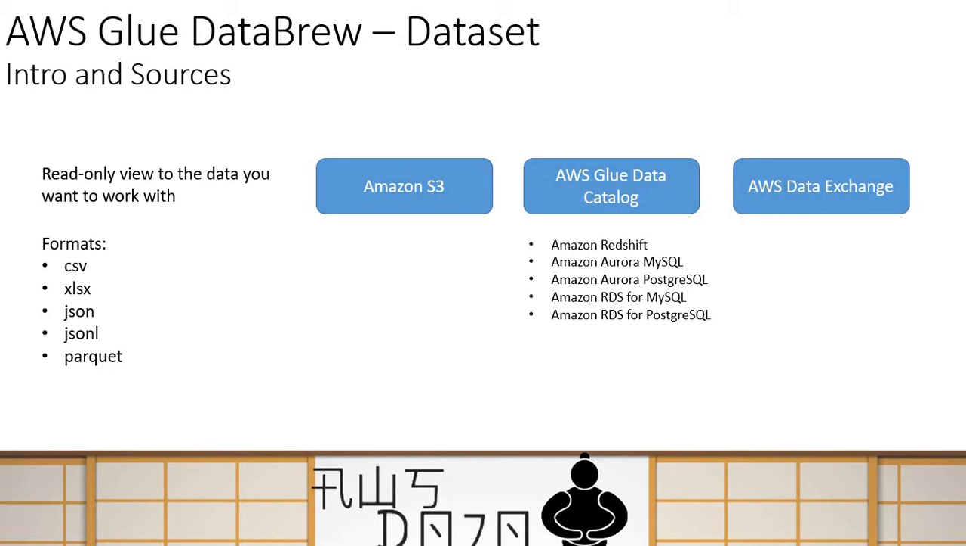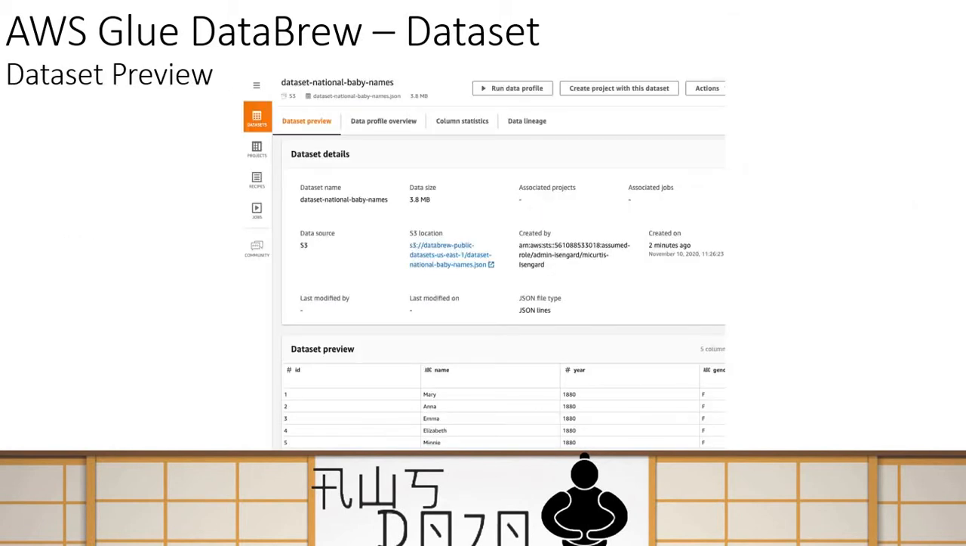That means if you want to work on some third-party data provided through AWS Data Exchange, you can use that data in DataBrew for your transformation and job purposes. So at this point in time, these are the three sources from where the dataset can be created. So moving on, when you create your dataset, it provides you a preview of the data.